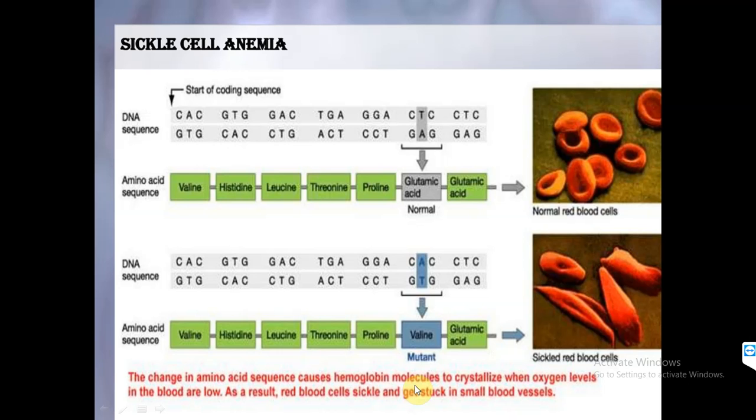that it protects the people from malaria, because malaria is hitting the RBCs of an organism, and if there is change in the sequence of the RBCs and it becomes sickle cell shape, then these are being protected from the malaria conditions.